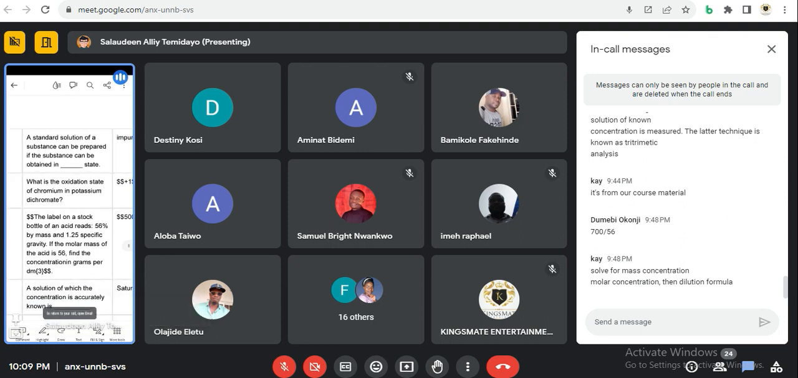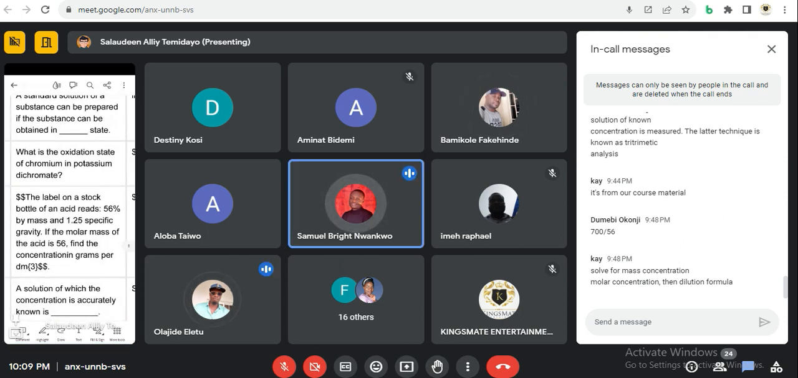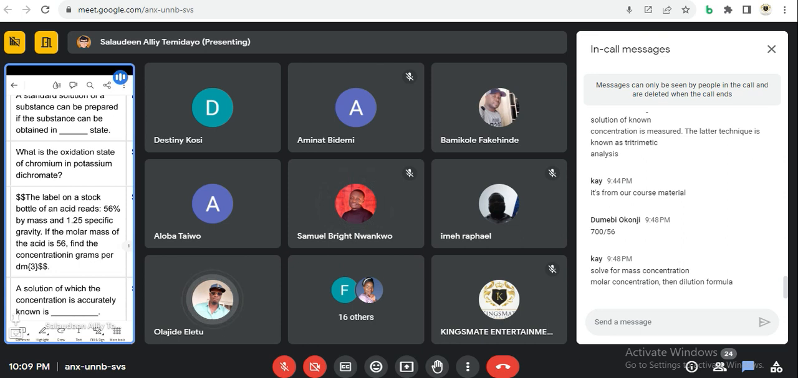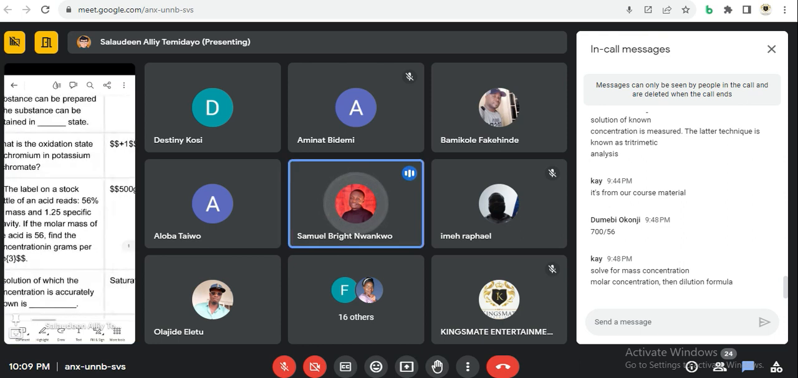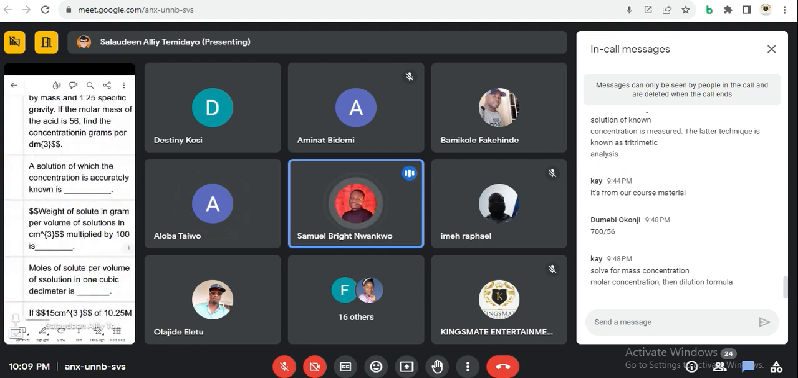We've done it before. The label on a stock bottle of an acid. This one, the answer should be 700 grams. Samuel, we see this question like 50 times. You know everybody has the same.